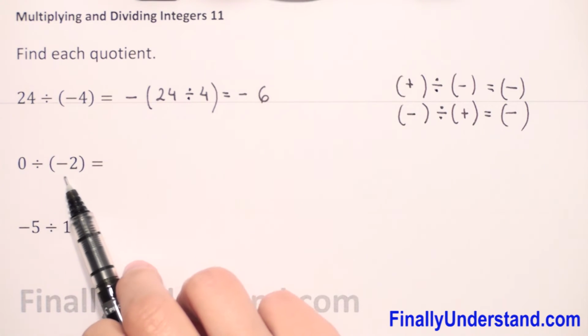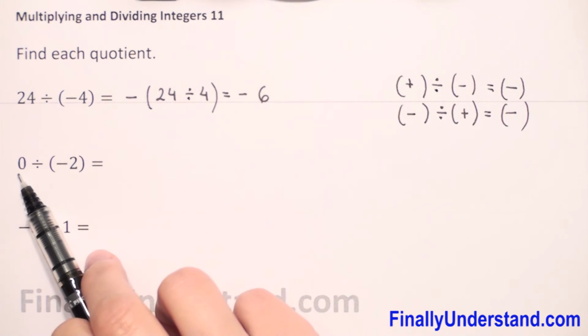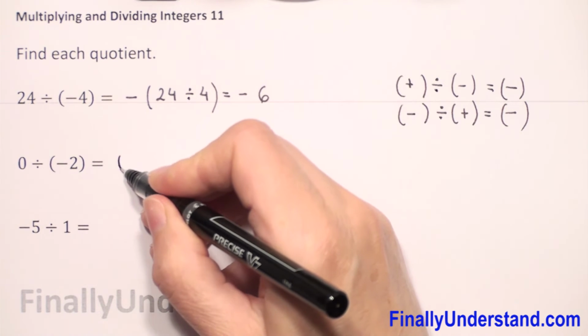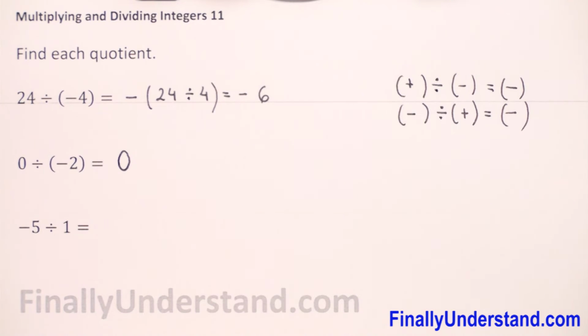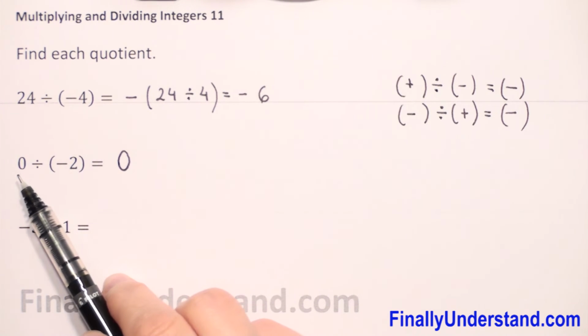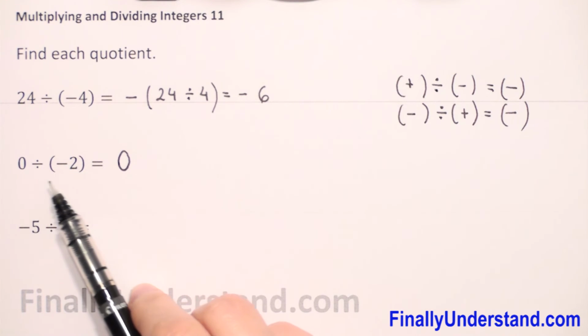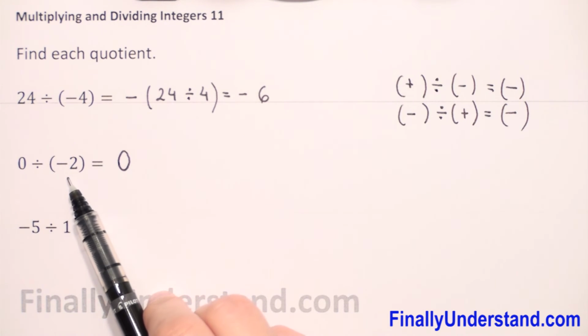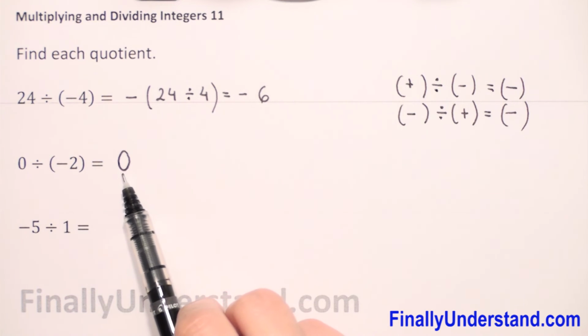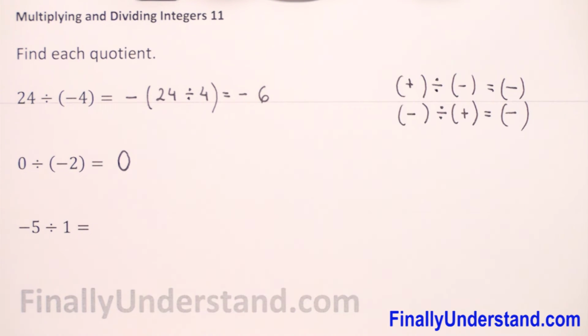Doesn't matter what we have here. If this number is different than 0 and dividend is 0, the answer is always 0. We don't have to check the sign. When dividend is 0 and divisor is different than 0, the answer is always 0.